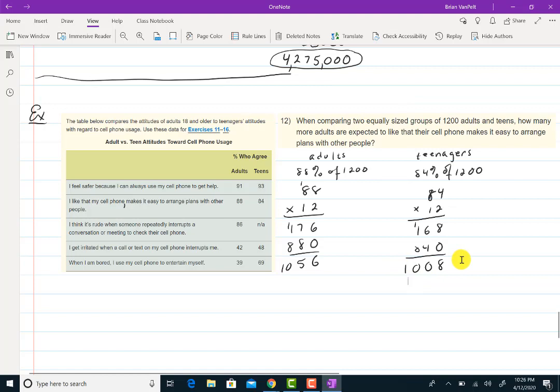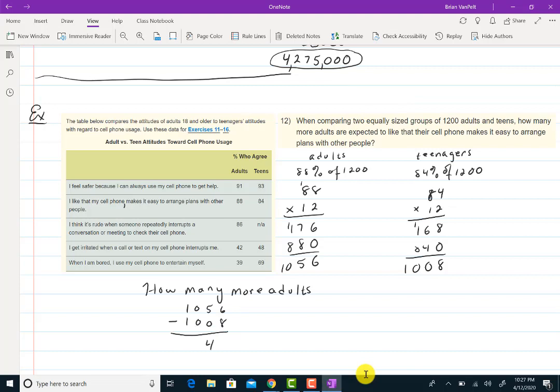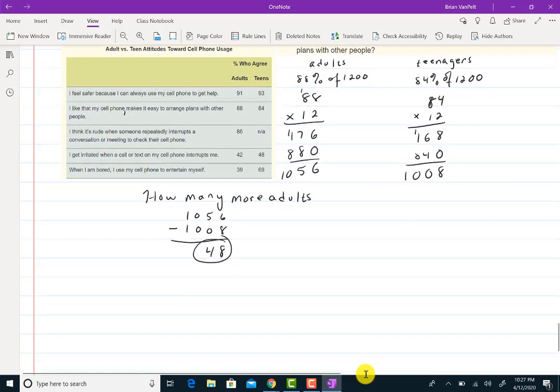Now, what the answer was is how many more adults? So when I do that, how many more adults? We do the 1056 minus 1008. And I think you'll find the answer to be 48. My next one that I want to do is number 18.